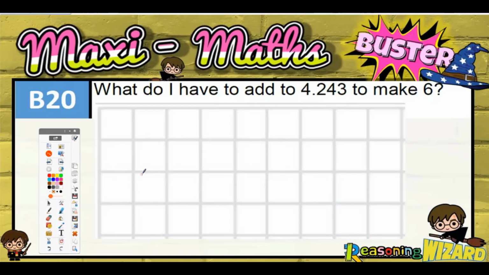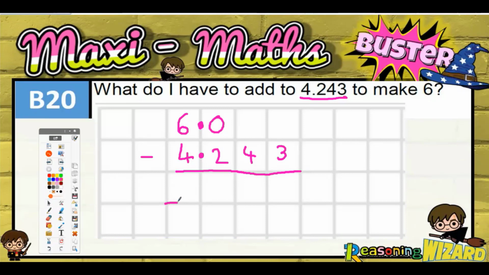So if we start with our 6, and remember 6 is the same as 6.0, I'm actually going to put a couple of decimal points in there first, because the other number is a 3-digit decimal. So we've got 6.0, take away 4.243, and whatever's left is going to be the mystery number that we are actually adding to 4.243 to make the 6. So here we go.